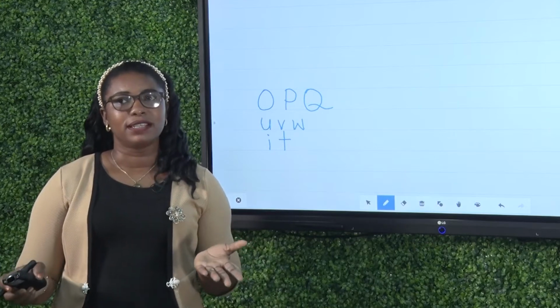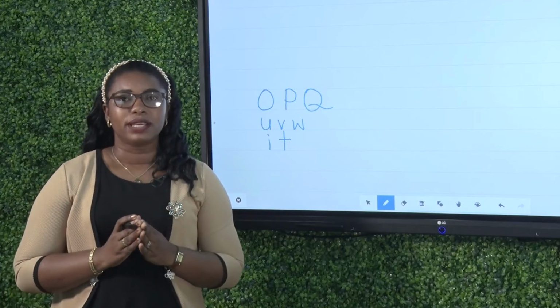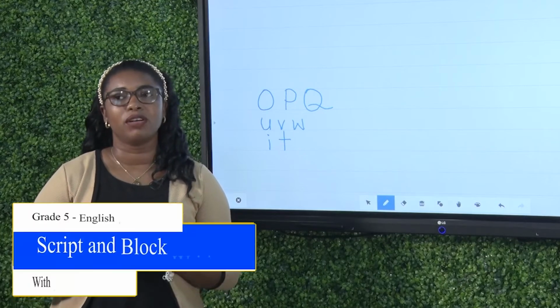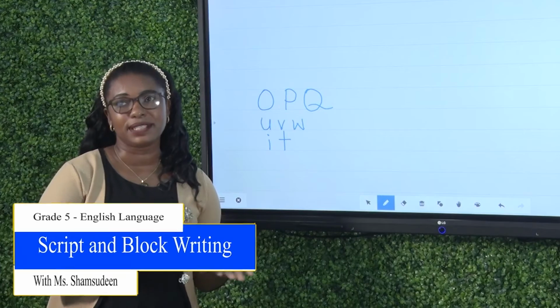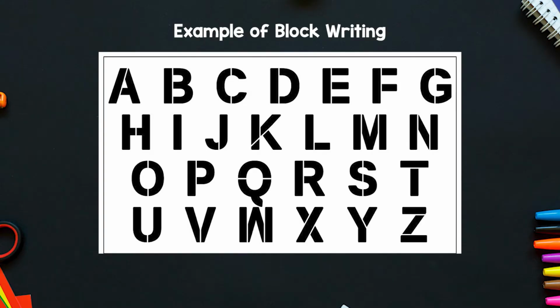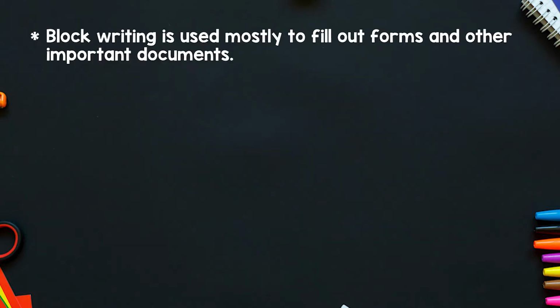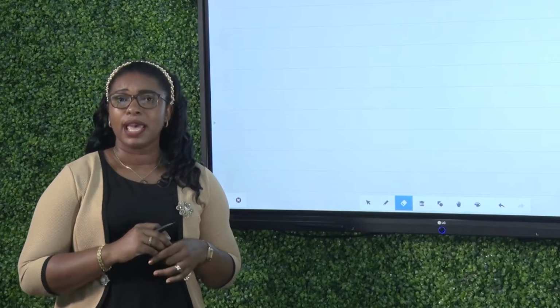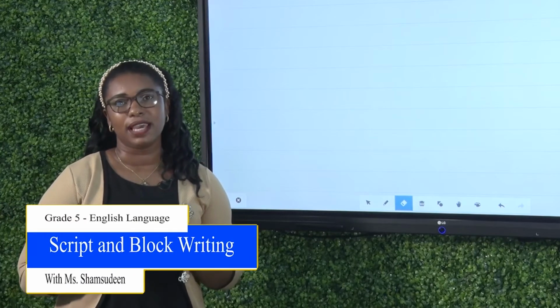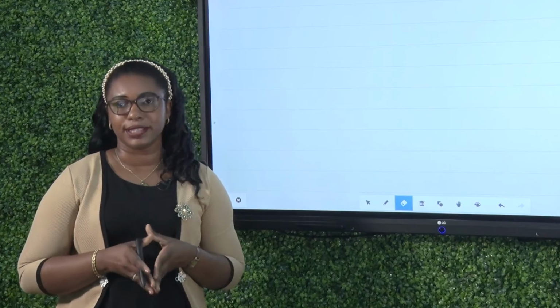Now for block writing. When we are writing block writing, it's very close to that of forming all the writings using just the capital letters. So if you look at the screen, you will see an example of how all the letters of the alphabet are written in uppercase letters, and basically we would refer to this as block writing because we are writing them all in uppercase formation. So for block writing, it is mostly used to fill out forms and other important documents, and we would have discussed this extensively in our lesson specifically on block letters.